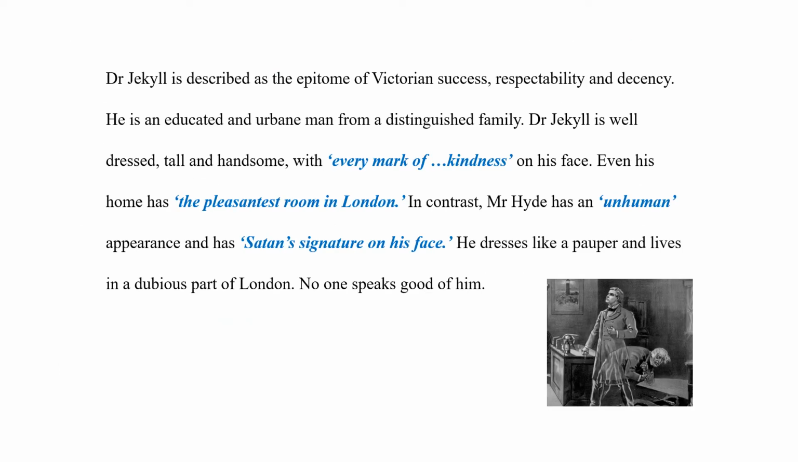Dr Jekyll is described as the epitome of Victorian success, respectability, and decency. He is an educated and urbane man from a distinguished family. Dr Jekyll is well dressed, tall, and handsome, with every mark of kindness on his face. Even his home has the pleasantest room in London.